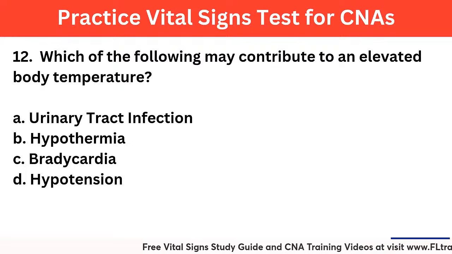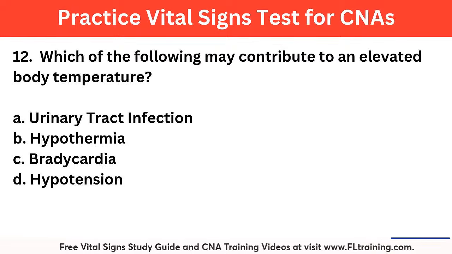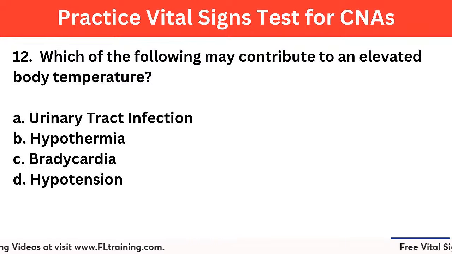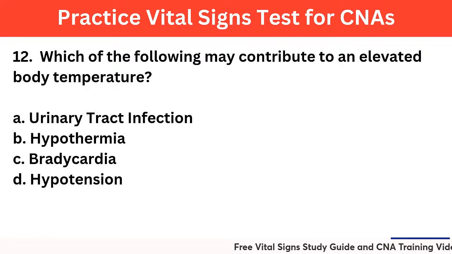Number 12, which of the following may contribute to an elevated body temperature? Is it A, a urinary tract infection? Is it B, hypothermia, C, bradycardia, or D, hypotension?